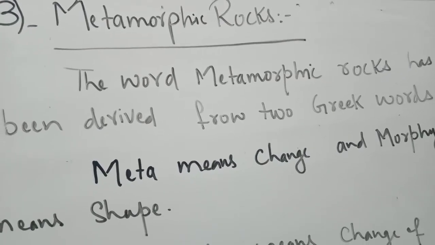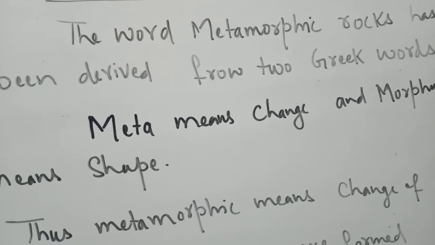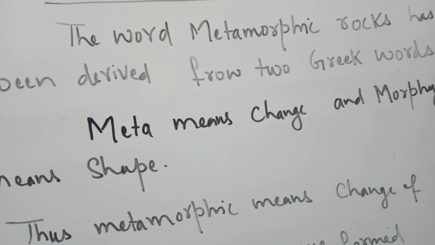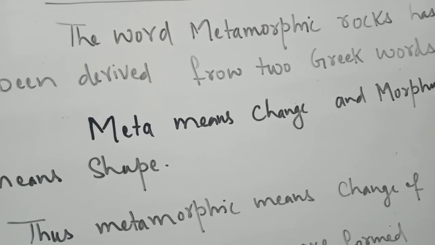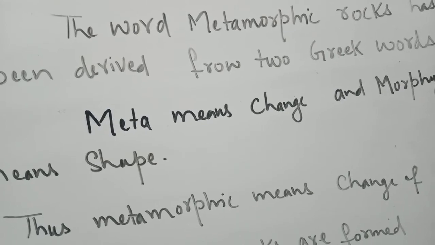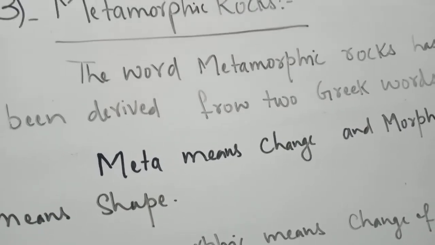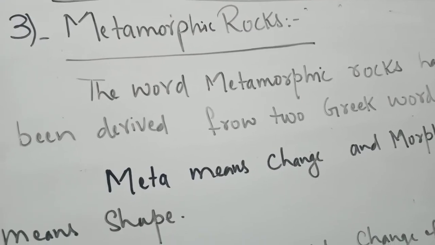The word metamorphic has been derived from two Greek words: meta means change and morphe means form. So when the shape, the composition, the characteristics of a rock get changed, the other type of rock which is formed is named metamorphic rock.